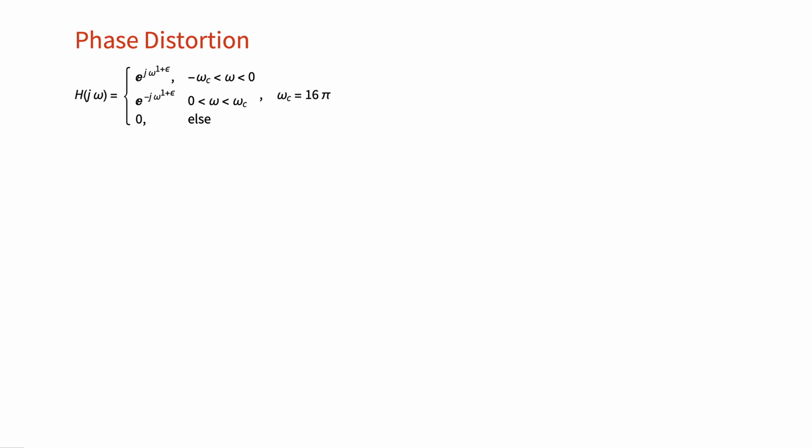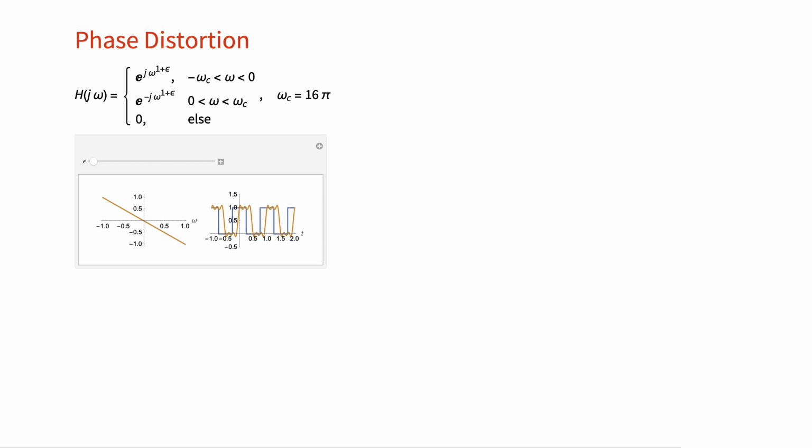Now assume that we have a square wave input, and let's look at the response of the filter to the square wave. As you can see, as you change the value of epsilon, the amount of the phase distortion, from 0 to 2, for example, the nonlinearity of the filter's phase increases, and you can see visible distortion in the square wave.